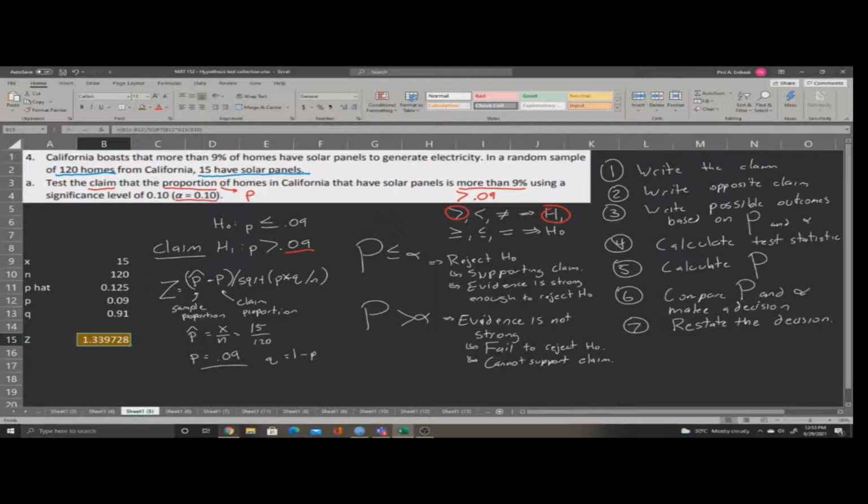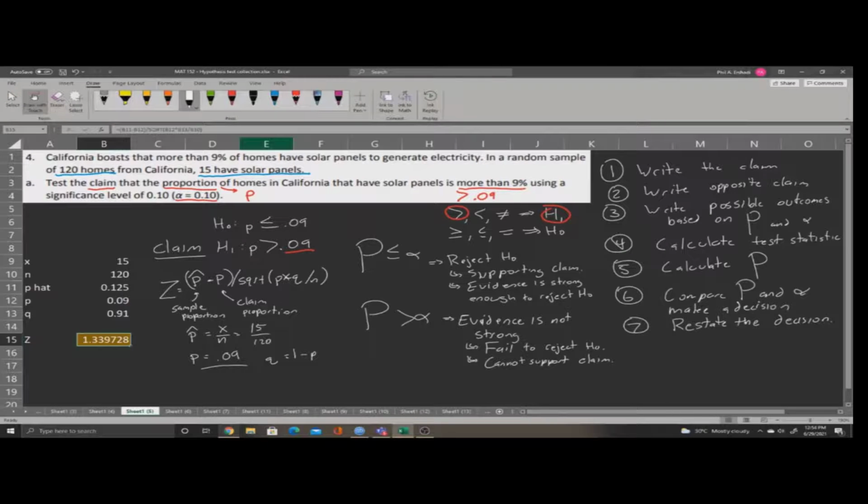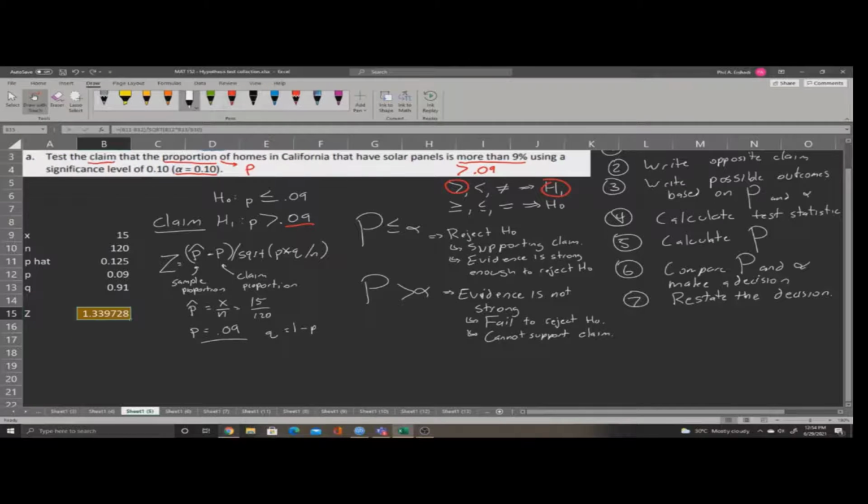Step 5 says to calculate the big P. Now, to calculate the big P, we must first examine what type of test we are doing. Remember to look to the alternate hypothesis to tell what type of test we have. If the alternate hypothesis says less than, that means we have a left tail test. If it's greater than, we have a right tail test. And if it's not equal to, we have a two-tail test. Because it says greater than in our alternate hypothesis this time, our test will be right tail.